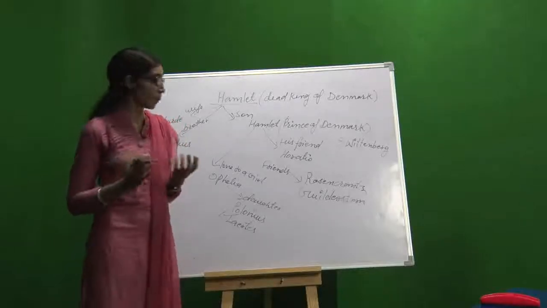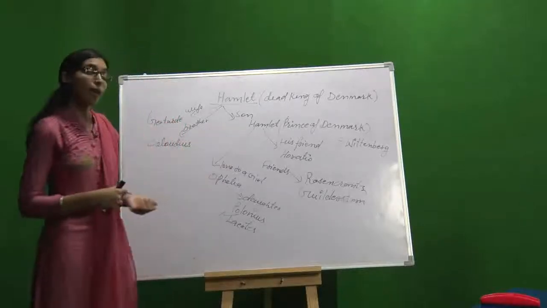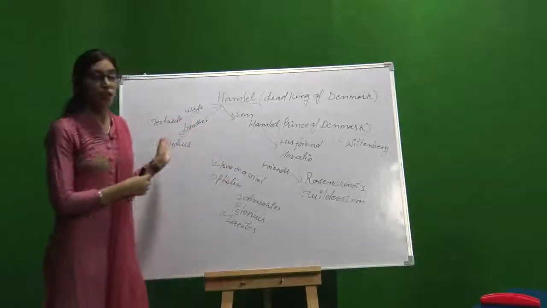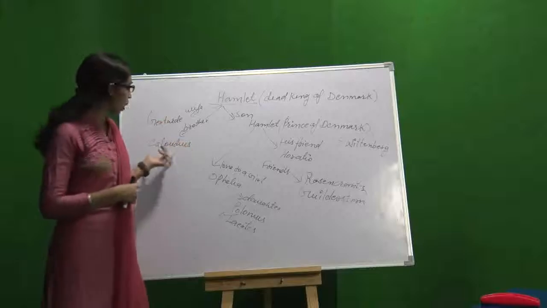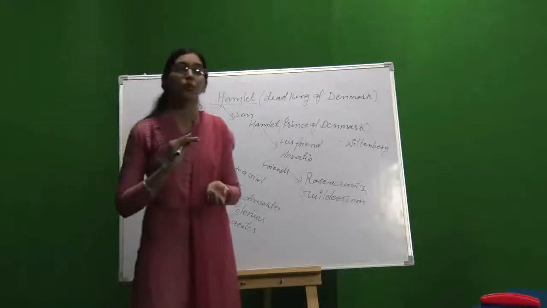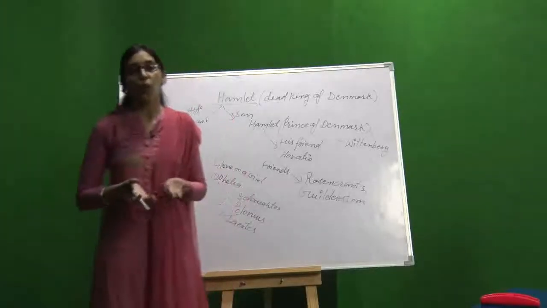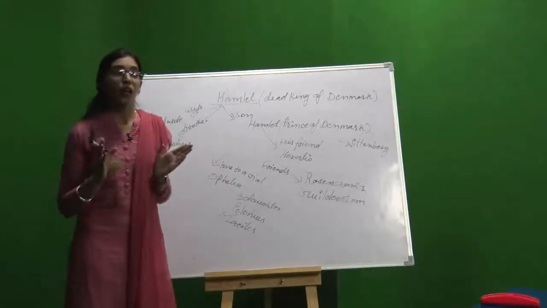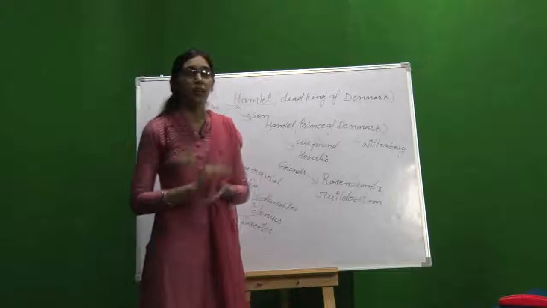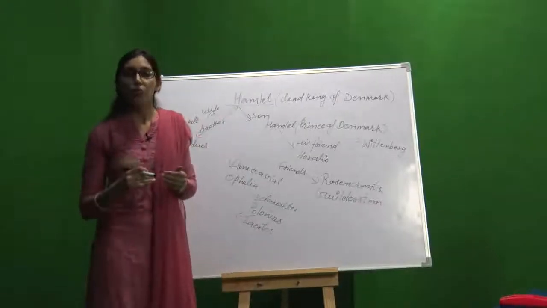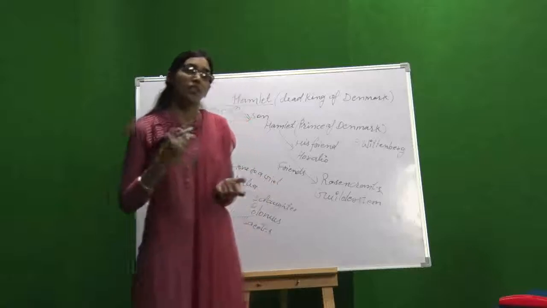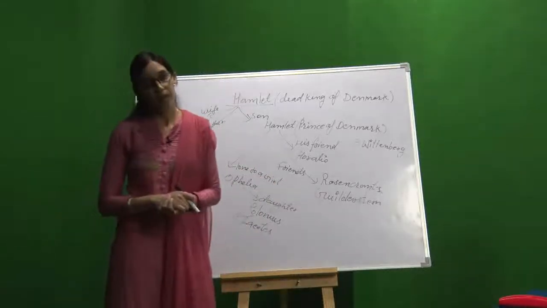When Hamlet goes to take revenge for his father's murder, Claudius is busy praying. He was doing worship. Hamlet thought that this is not the right time to murder Claudius. If I do so at that time, the spirit of Claudius will go directly to heaven.